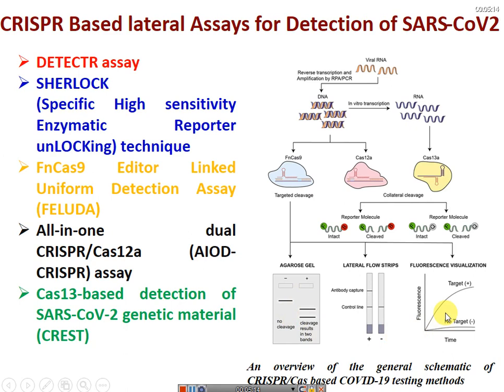So this is the basic schema of how these CRISPR based lateral assays or CRISPR based molecular assays work to detect the presence of a DNA or RNA molecule. Okay, so we are going to understand now the DETECTR assay, SHERLOCK assay, and FELUDA.